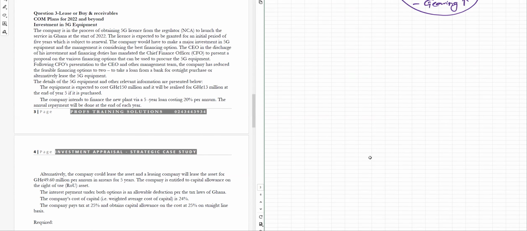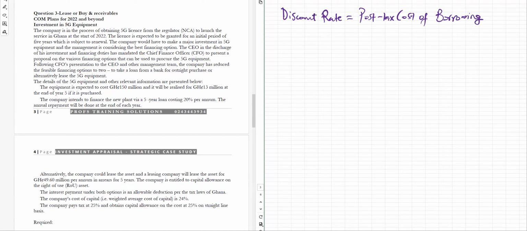So when it comes to the discounted cash flow approach, there are some things that you need to know. First of all is the discount factor, or the discount rate. Mostly when it comes to lease or buy, the discount rate that you should use is the post-tax cost of borrowing, because you are literally borrowing to buy an asset or leasing the asset.